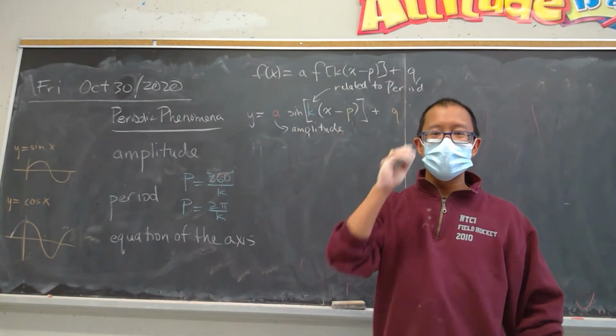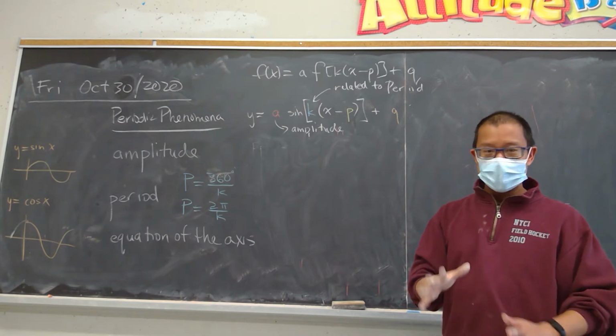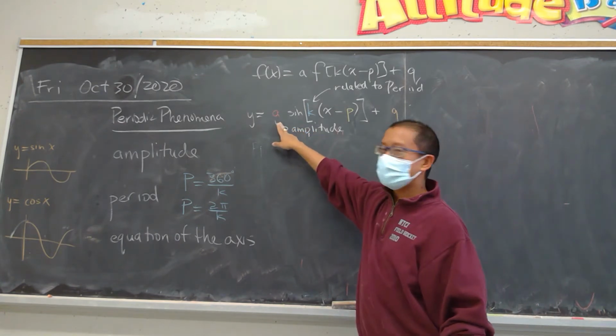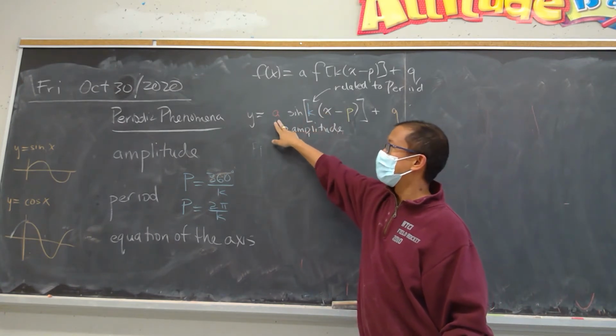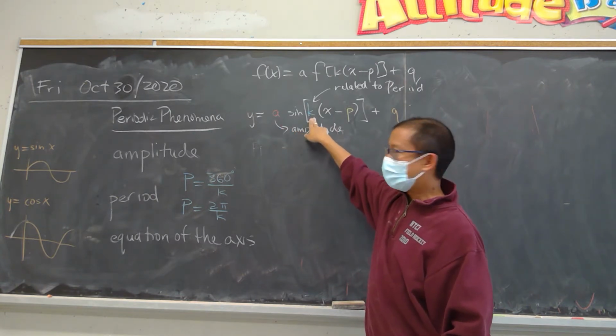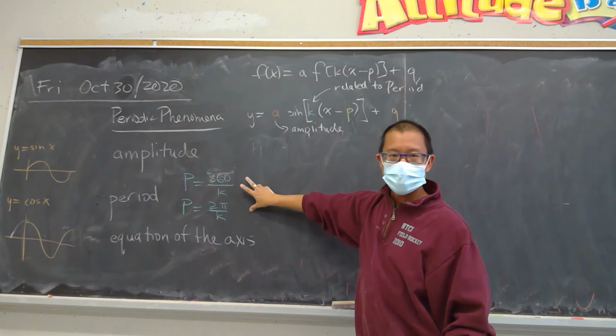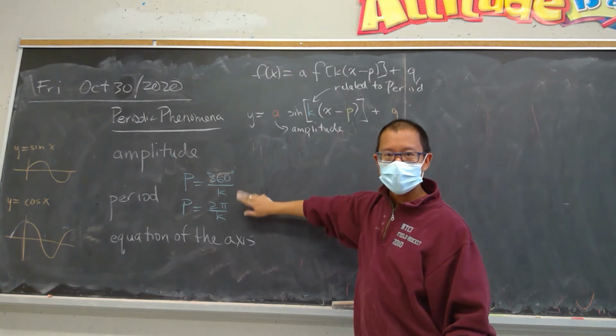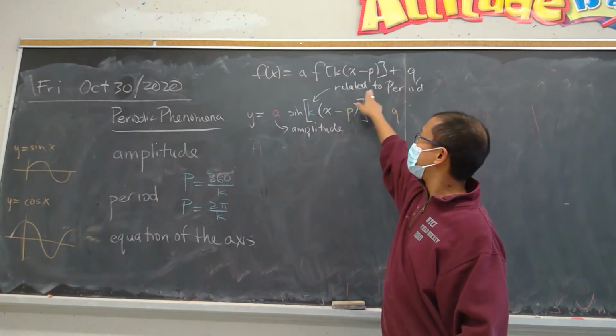Just as a synopsis really quickly, we've established what A stands for now as a function, and again, we could have cosine as a function. But A is related to the amplitude, really straightforward. And K, we can use a calculation to find its period, if we're working in degrees or in radians. So that's related to the period.